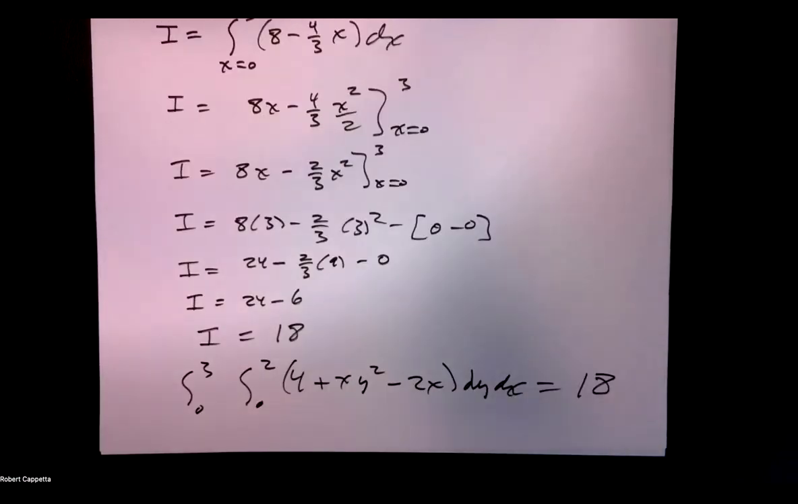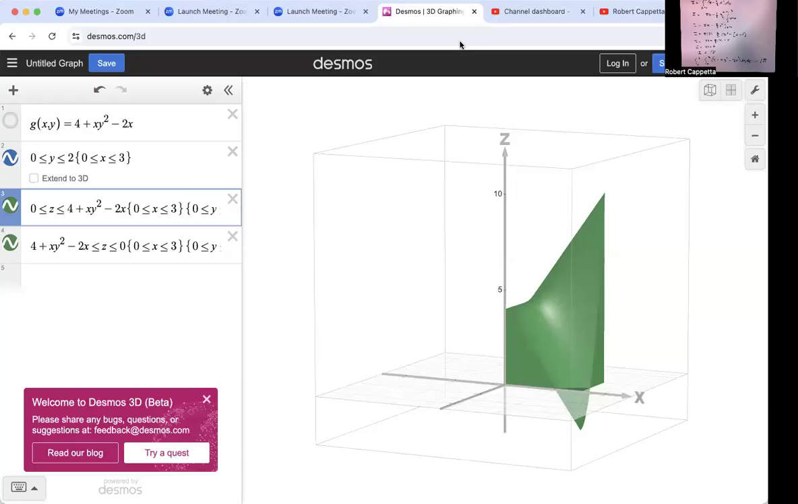And again, let's remind ourselves what this really means. The volume above the region is perceived as positive. The volume below the region is perceived as negative. Positive minus the area below gives us our answer of 18.